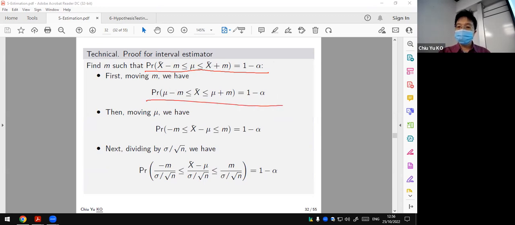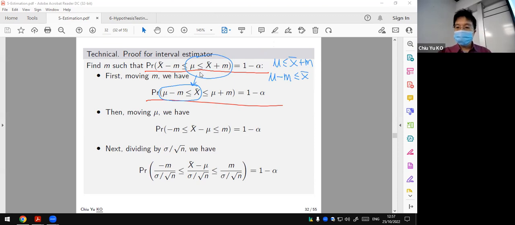First look at the right hand side. You can move minus m from both sides. Look at this: mu is less than x bar plus m. You can subtract m from both sides, which gives mu minus m is less than x bar. So that means we go to here. You can see the blue go to here. That's how I move m to the other side.